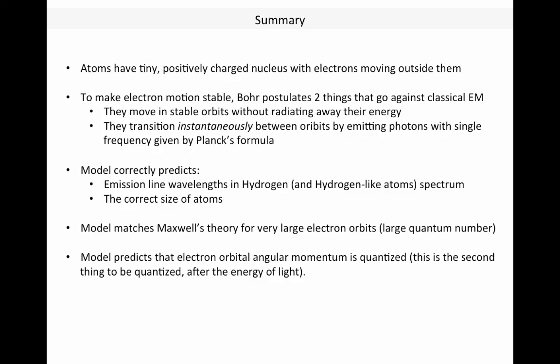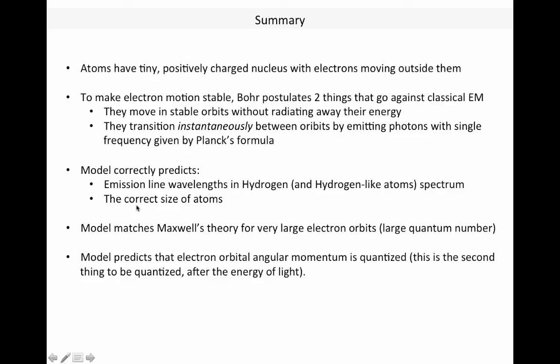So, to summarize, atoms have a tiny positively charged nucleus with electrons moving outside it. In order to make electron motion stable, Bohr postulated two things that go against classical electromagnetism. He postulated that electrons move in stable orbits without radiating away their energy, and that they transition instantaneously between orbits by emitting photons with single frequencies given by Planck's formula. The model correctly predicts the emission line wavelengths in hydrogen and hydrogen-like atoms, and it also correctly predicts the size of atoms.